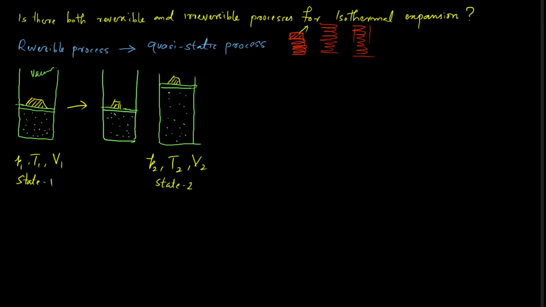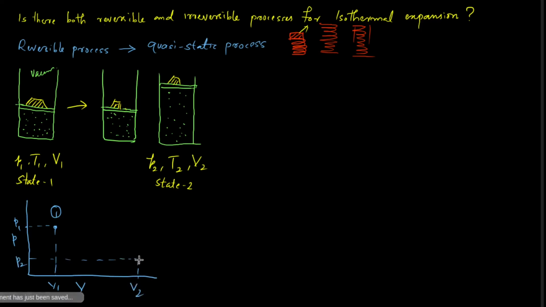So when we represent these two states in a PV diagram, we can see that we have pressure on the y-axis and volume on the x-axis. So at state 1 we will represent, let this be P1 and this point be V1. So this is our state 1. Then state 2, again this is also in equilibrium, so we can represent state 2 also. Pressure is P2 and volume is V2, so this is state 2.